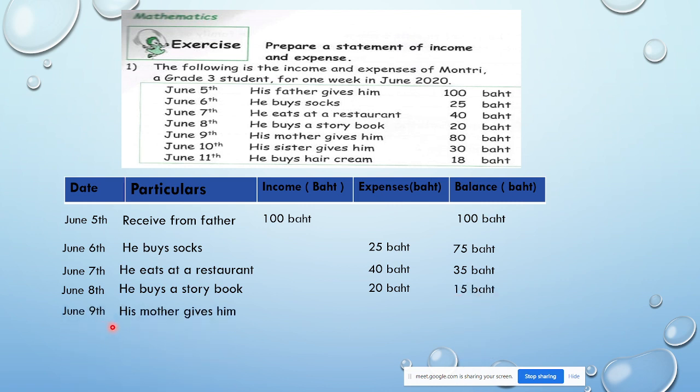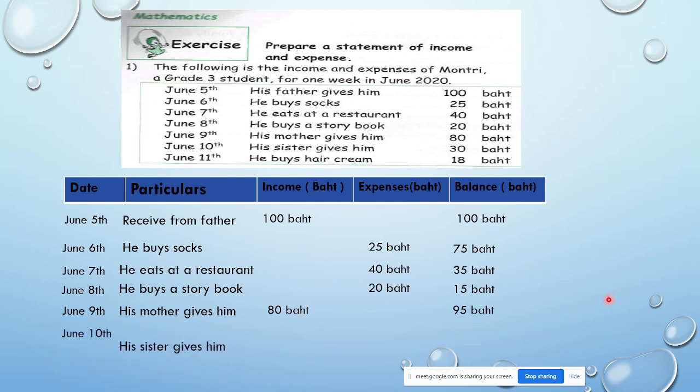On the next day, his mother gives him 80 baht. 80 baht is a part of his income. So will it be minus or add? Add because it's an income. So 15 plus 80 will be 95. Now he has 95 baht.